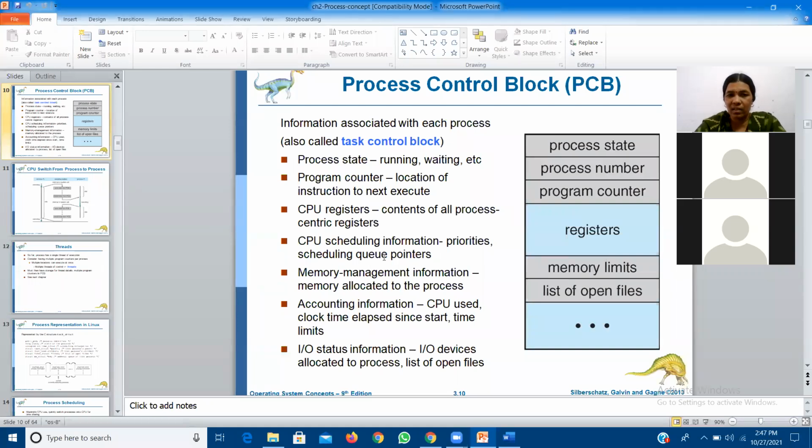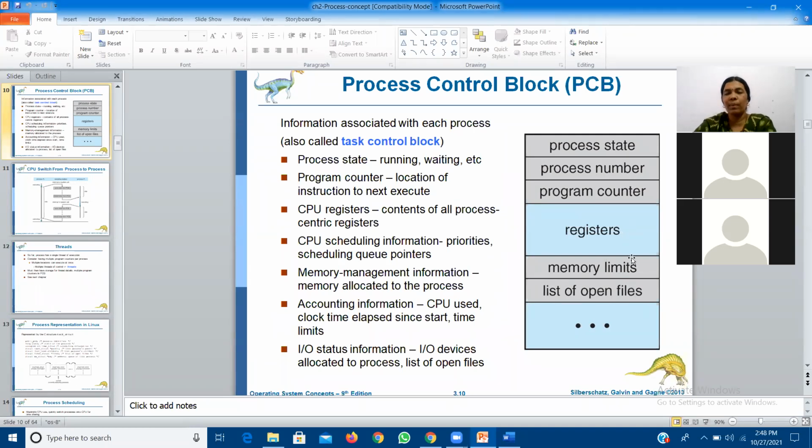Scheduling queue pointers. Actually, in the next point in the same chapter, process scheduling, we are discussing scheduling queues. Different types of queues are there, and processes are moving through these queues. As this PCB is related to one process, we should have the data about the scheduling queue: in which scheduling queue this process is residing. The pointer of that queue should be there in this PCB, because the PCB gives information about that process.